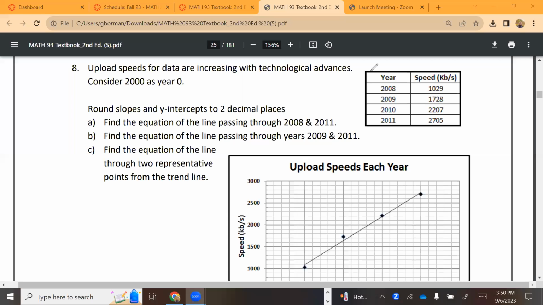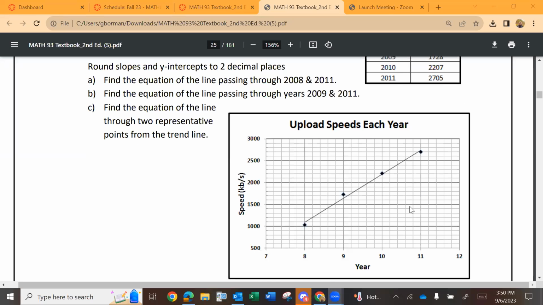All right, everybody. What do we got here? Upload speeds are increasing with technological advances. Consider 2000 as year zero. So that means this is going to be year 8, this is year 9, and so on. Round slopes and y-intercepts to 2 decimal places. Find the equation of the line passing through 2008 and 2011.